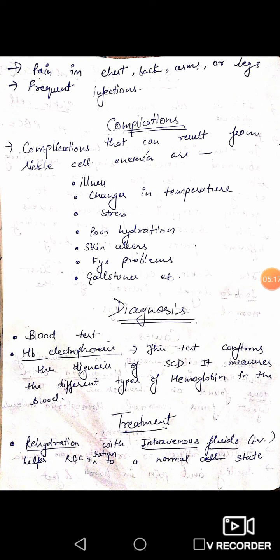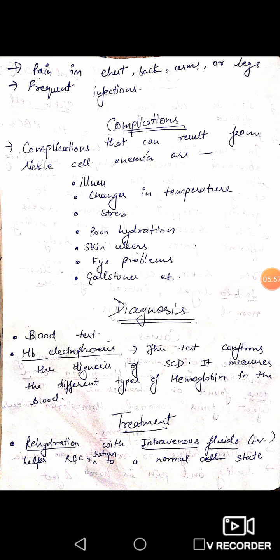Now, what are the complications of sickle cell anemia if it is not treated properly or in time? The first complication is illness, second is change in temperature, third is stress, next poor hydration, skin ulcer, eye problems, gallstones. What are gallstones? A gallstone is a hardened deposit of bile that can form in your gallbladder.